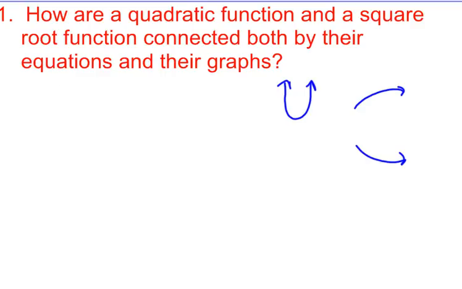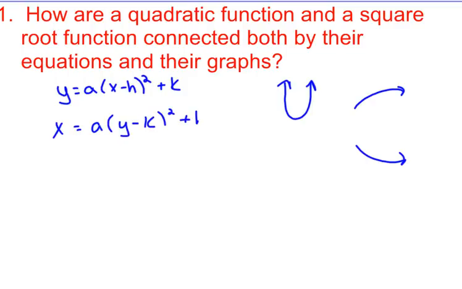And I want you to connect their equations for vertex form, and talk a little bit about that. Here's the parabola, and then for a sideways parabola, it's this one. So talk a little bit about how those are connected.